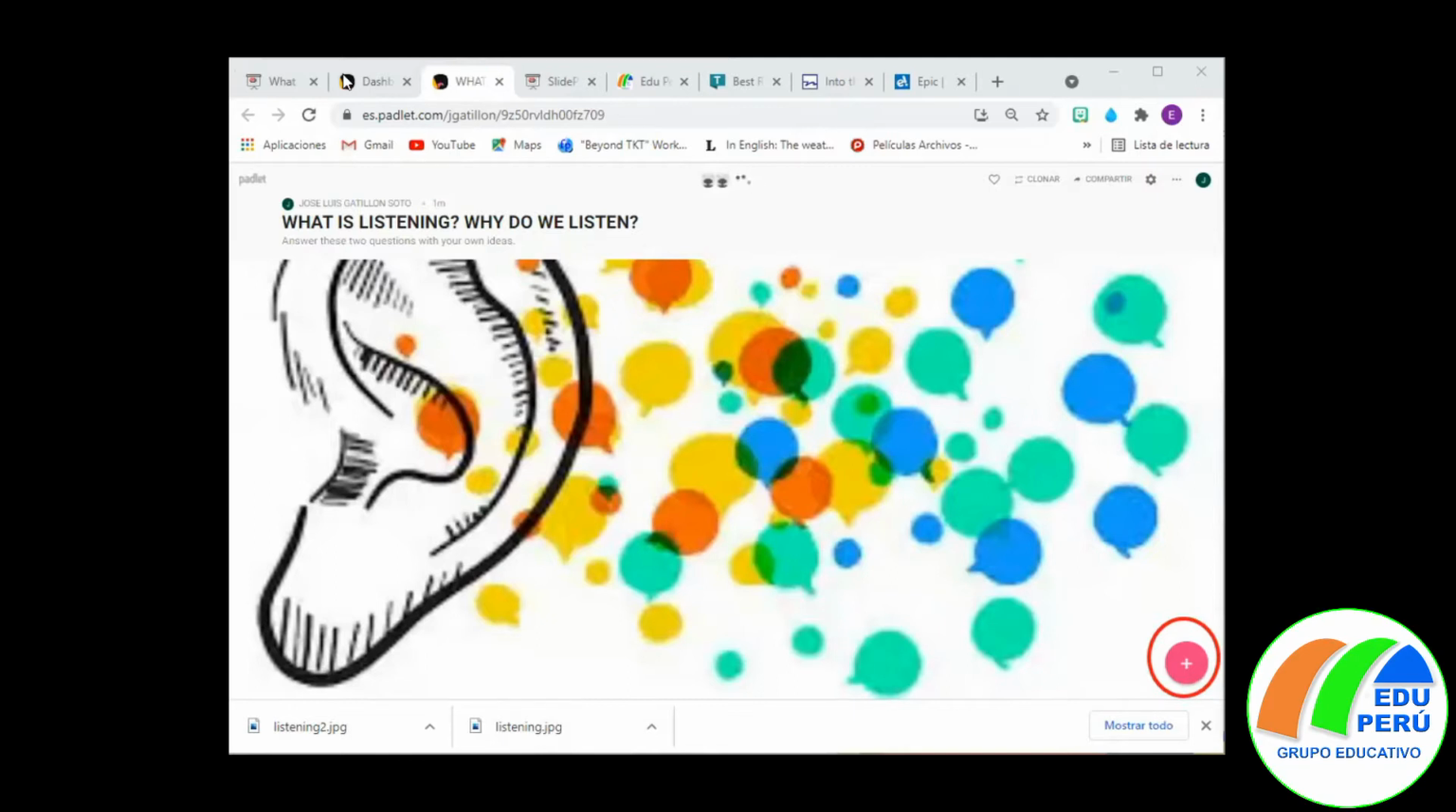Don't forget to write your names. For example, notice here, I'm going to do an example by myself. Notice this is the icon. If you click on the icon or you pass your mouse over the icon, you can see some information, ¿no? Here it is in Spanish, ¿no?